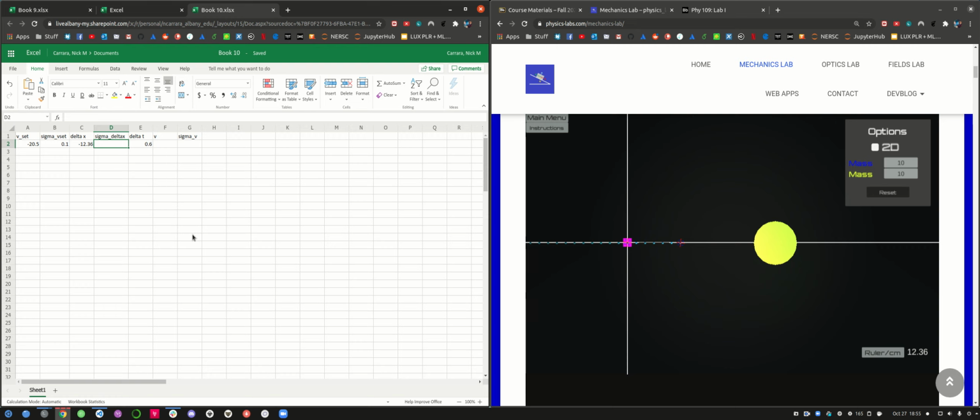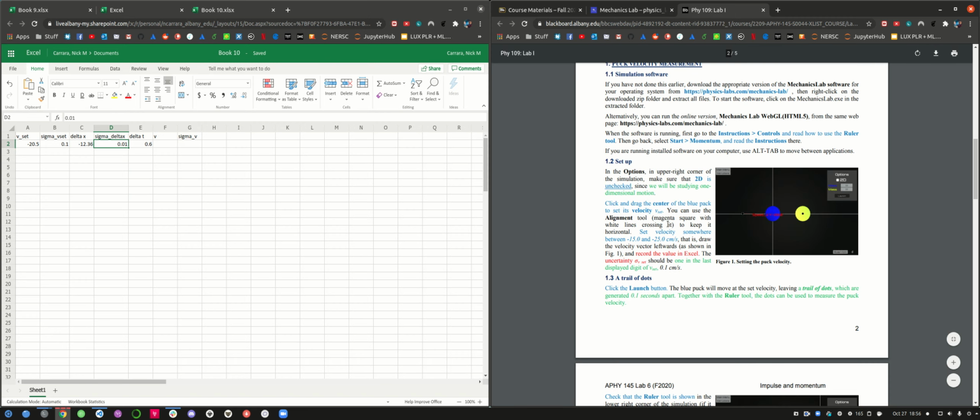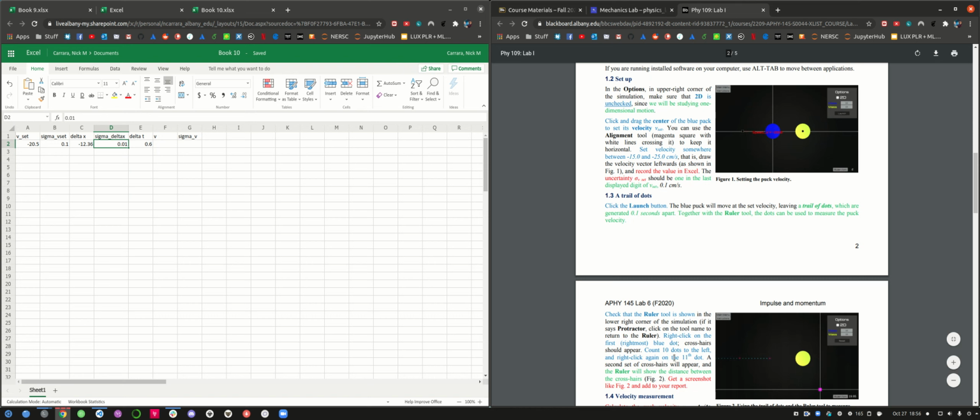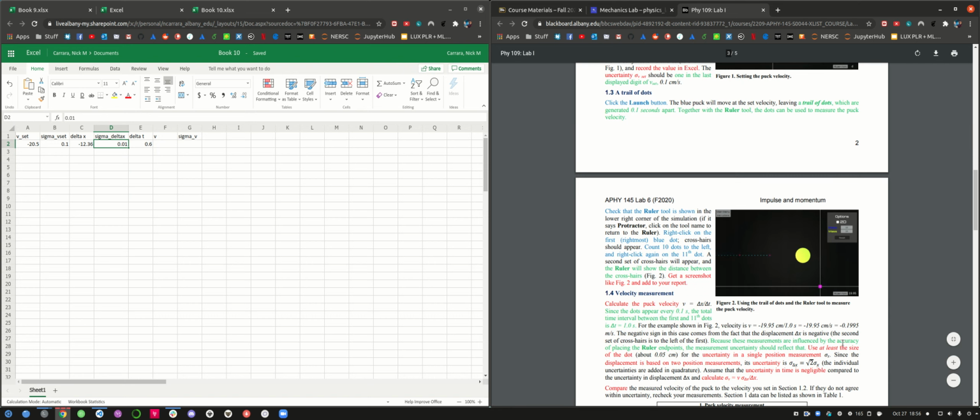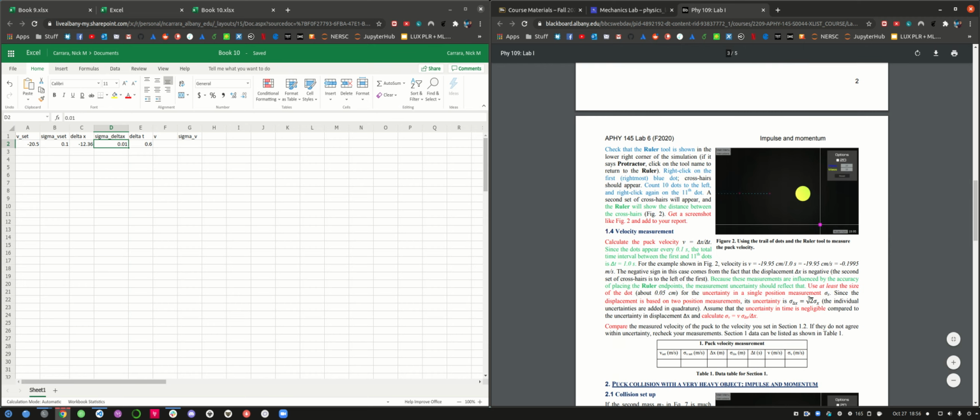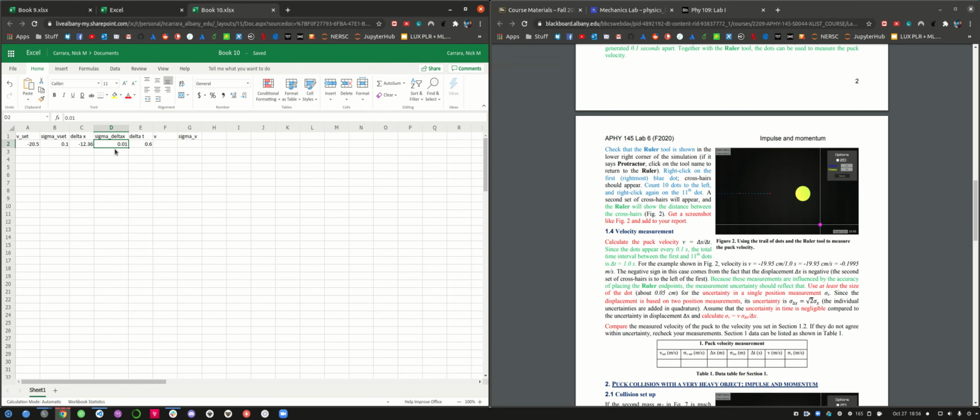And the sigma that I'm going to get is again just going to be a tenth, or I think they suggest a certain amount. Yeah, so they say it should be about 0.05 centimeters, and it should be square root of 2 times that. Since you're taking two measurements, you have to add the uncertainty in quadrature. So this is going to be square root of 2 times 0.05. That's going to be my uncertainty there.